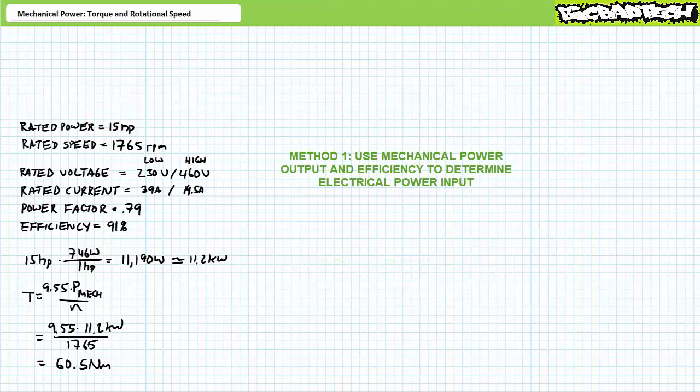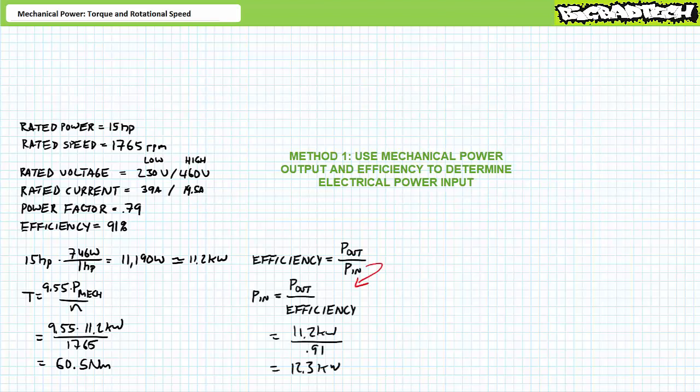Method 1. Motors consume real electrical power and produce mechanical power. The degree of effectiveness of this conversion is the measurable quantity efficiency. Efficiency is equal to usable mechanical power output over real electrical power input. An algebraic manipulation of the efficiency formula solving for real electrical power input demonstrates real electrical power input is equal to output divided by efficiency. Substituting our given values demonstrates real electrical power input must equal roughly 12.3 kilowatts.